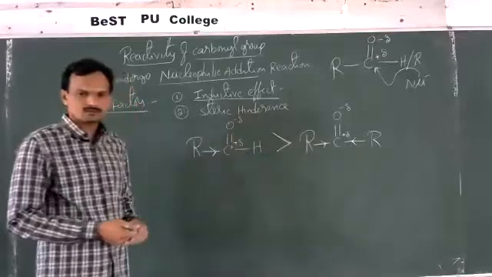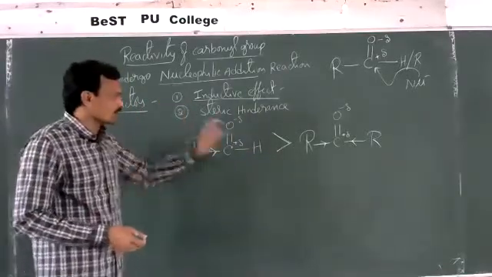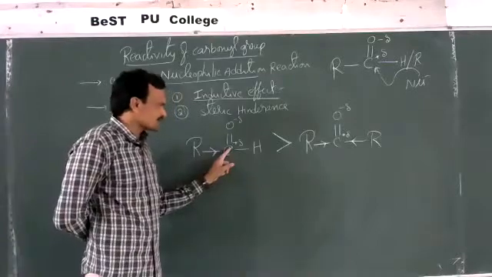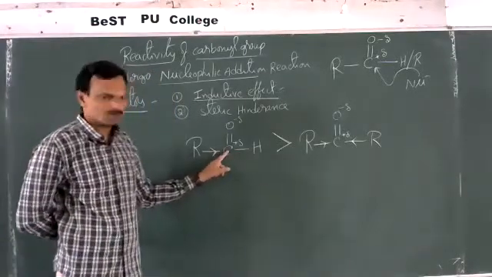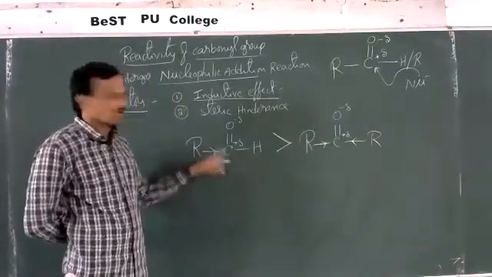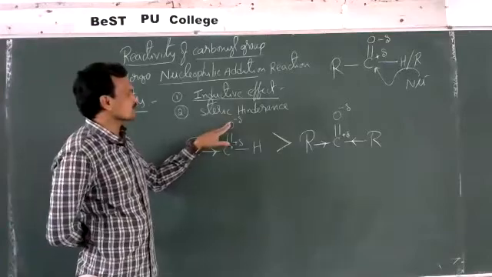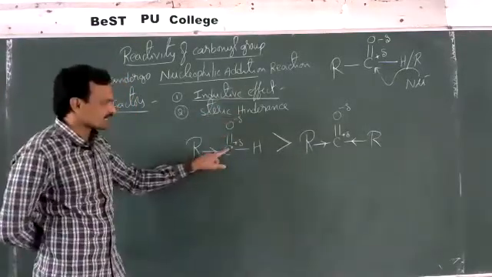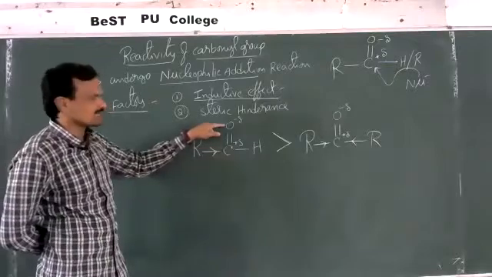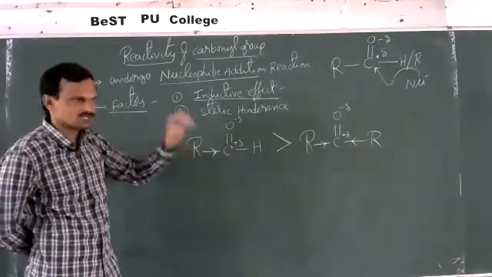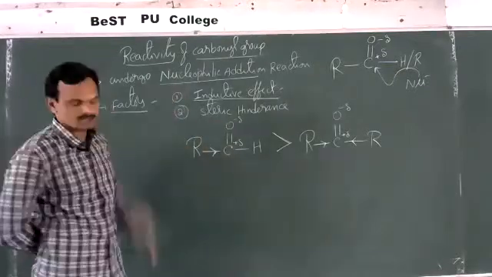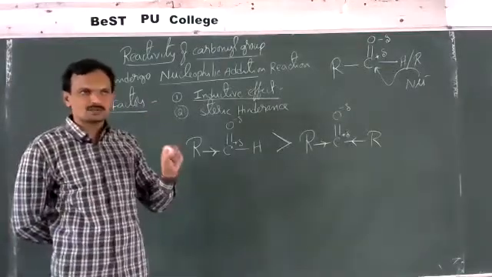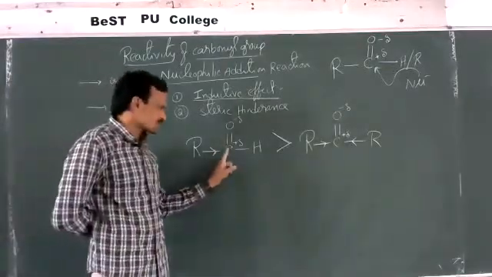nucleophilic addition. See, in carbonyl compounds, the carbon acts as the electrophilic center. That means it will be attacked by a nucleophile. Oxygen can act as the nucleophilic center. That means it will be attacked by an electrophile. Carbon is attacked by a nucleophile, oxygen is attacked by an electrophile. So in this, first nucleophilic addition takes place. So the reactivity of aldehydes and ketones mainly depends on the extent of positive charge.